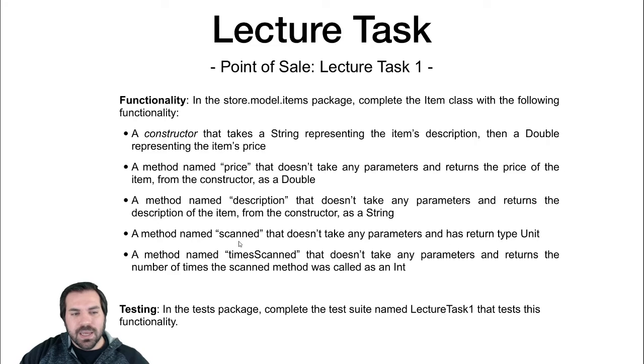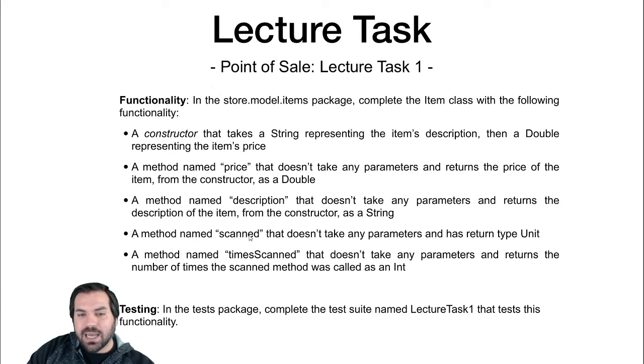Same with description. And then scanned and timesScanned. The scanned method appears to not really do anything. But when we call timesScanned, we need to return how many times scanned has been called. For this, you're going to want a third variable that does not appear in the constructor. You're going to have this third variable outside of all the methods, so it's still a state variable, but not in the constructor call because we don't want to initialize this. This should always be initialized to 0. The number of times scanned when you create a new item is 0. It's never been scanned before.